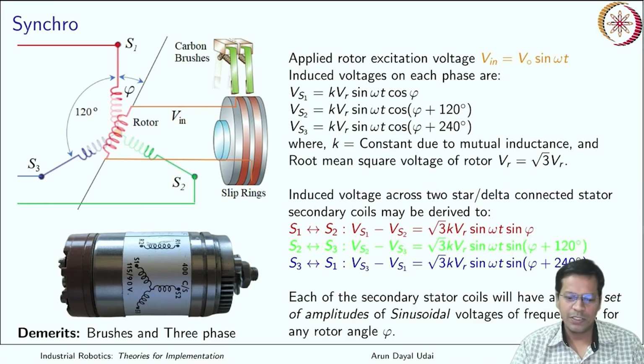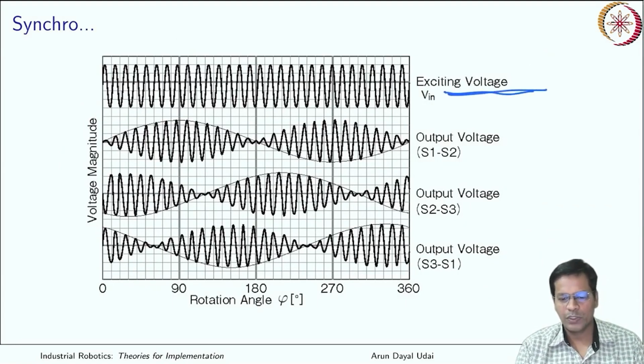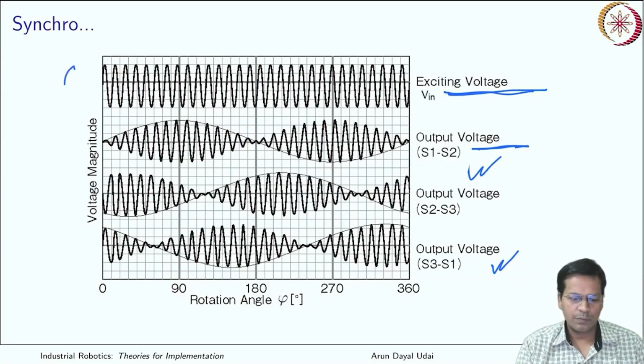So yes, now I am back. You can see me. This is the waveform which is coming out of a standard synchro. If this is your exciting voltage, output 1 will be something like this. If this is sin A, the next one will be sin A plus 120 degree, and the third one will be sin A plus 240 degree. Got it? So this is how all the outputs are.